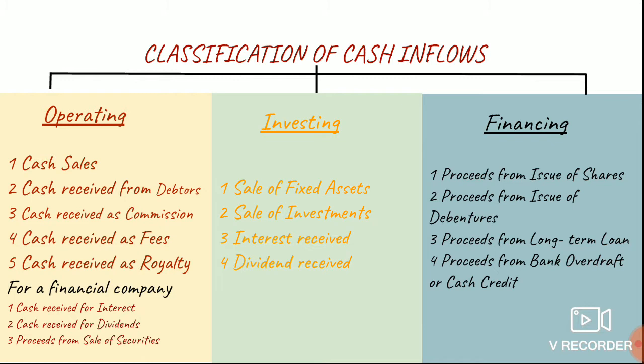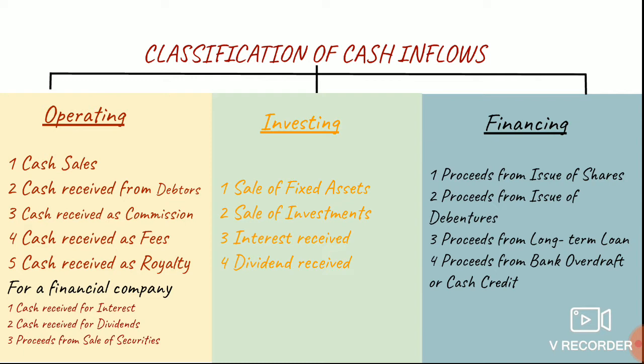Now, under investing activities, the inflows of cash can be from sale of fixed assets like sale of machinery, furniture, etc. Then sale of investments will come under inflows from investing activities. Then interest received will be included under inflows of cash from investing activities. Then dividend received will also be included under cash inflows from investing activities.